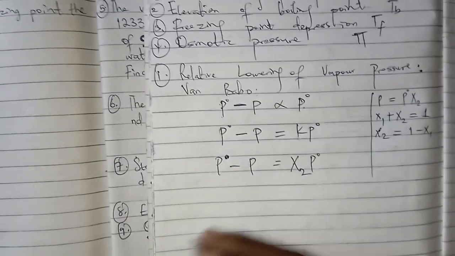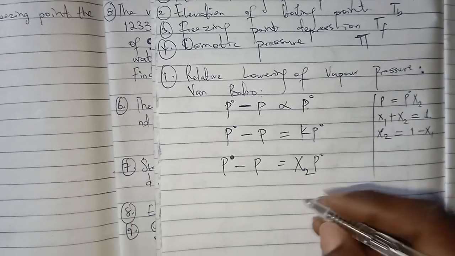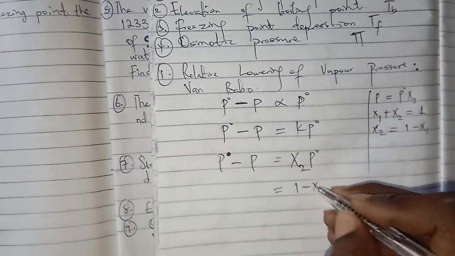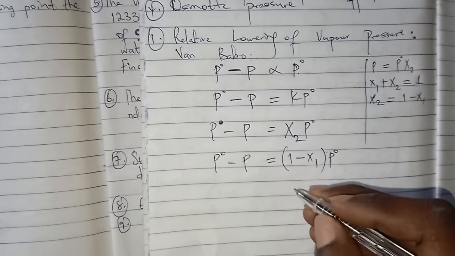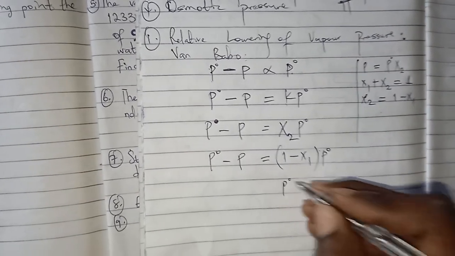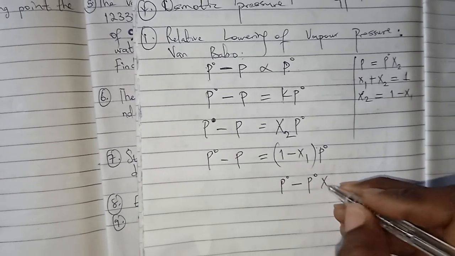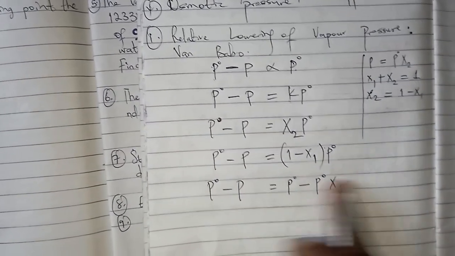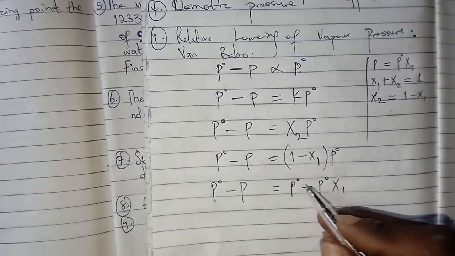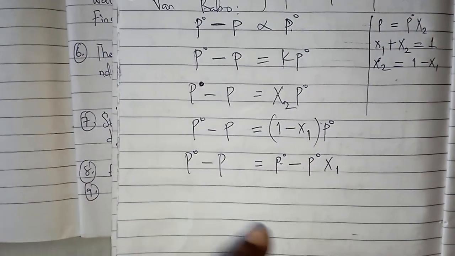When he did this, he said that if you replace this X2 with 1 minus X1, you will have 1 minus X1 all into P naught minus P. If you do the maths, you have P naught minus P naught X1. We are doing mathematics now. P naught minus P. Notice that if this is P naught minus P naught X1, you can very well see that something can happen here.